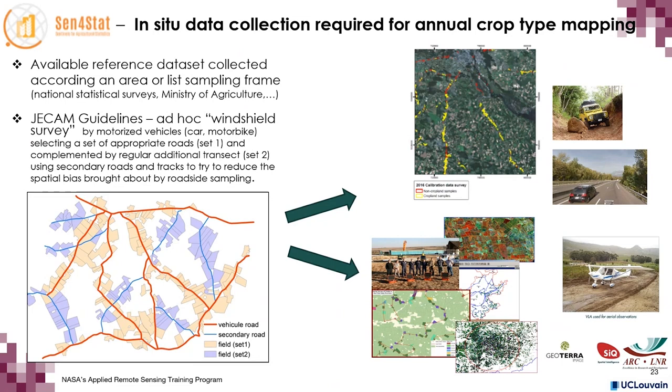If no data is available, you will have to organize a field campaign, and this can be done according to the GEOGLAM guidelines. Typically, a pragmatic approach will proceed with a windshield survey using a motorized vehicle like a car, motorbike, or even a plane, selecting a set of appropriate roads and a set of complementary roads to reduce the bias linked to observation from the roads. Of course, roadside sampling is not the most randomly secure sample, but this is a very pragmatic approach to cover a very large area.